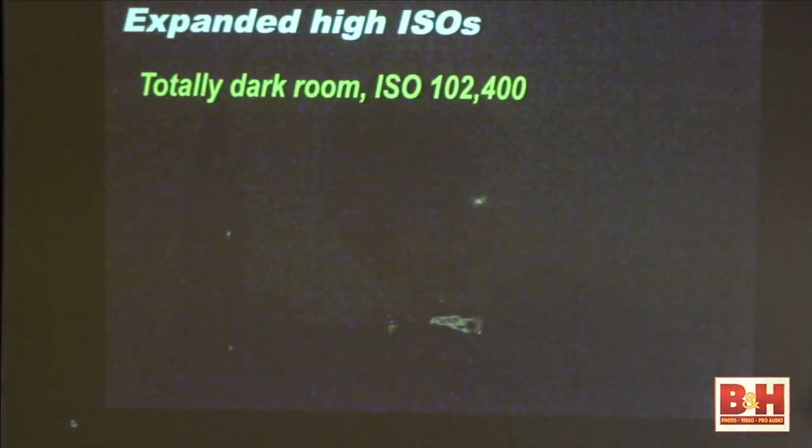And then this is more for fun than anything else, but you can see an example here. This is a totally darkened room with the 1D Mark IV at ISO 102,400. A colleague of mine shot this picture. The only light in this room came from a crack under the door with a little bit of light coming under it. Otherwise, this was a totally darkened room.